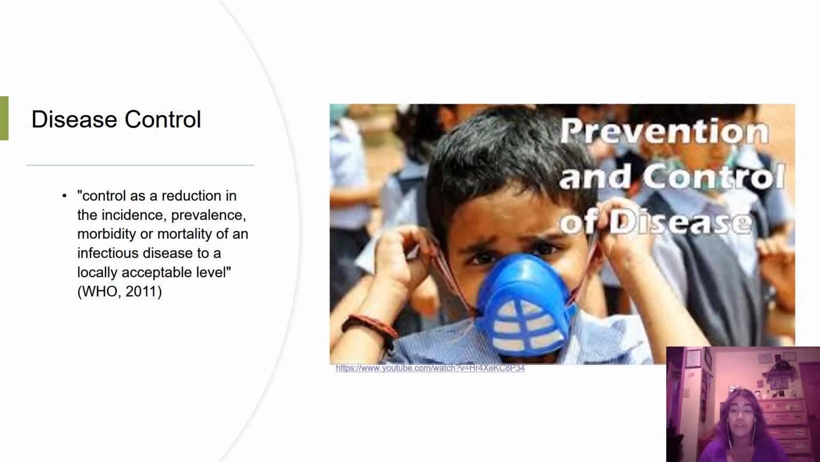So I wanted to start off with a couple of definitions, some terms. The first one would be disease control, and as defined by the World Health Organization, it is a reduction in the incidence, prevalence, morbidity, or mortality of an infectious disease to a locally acceptable level. They also included the fact that possibly the infectious disease being eradicated. That's not in all cases as well, so I just chose to include this part.